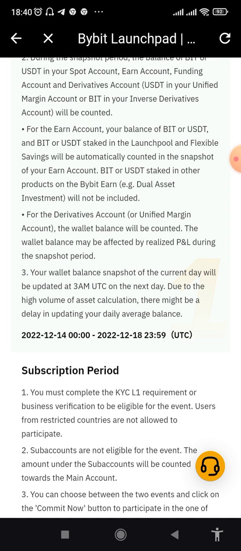Okay, for any account, if your BIT is staked in a launch pool, then it's okay. It will be counted. But if your BIT token is staked in any other project, like GeoAsset, it will not be counted. Therefore, you have to manually transfer it from derivative up to the spot wallet if it is staked in the derivative. If it's not staked, then you're okay, it will be counted. You see, it says for derivative accounts, if it's not staked, it will be counted, but if it's staked, it will not be counted.